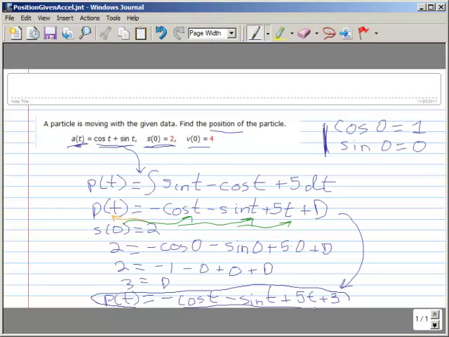There's our position function. And just to recap, what we did to find this position function was we took the antiderivative of acceleration to give us velocity. Then we took the antiderivative of velocity to give us position, and we used our initial conditions along with our knowledge of precalculus and trigonometry to use the initial conditions.